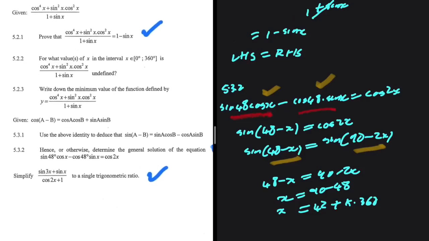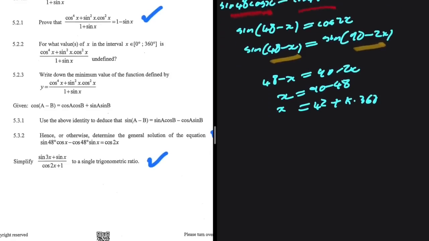5.3.2. The last question that we're going to answer is 5.4. In 5.4, we're supposed to write sine 3x plus sine x divided by cos 2x plus 1 as a single trigonometric ratio, so with only sine, cos, or tan. That's what we want. Okay? So take a look at this. We have sine of 3x. We don't have any identity that we can use on sine of 3x.